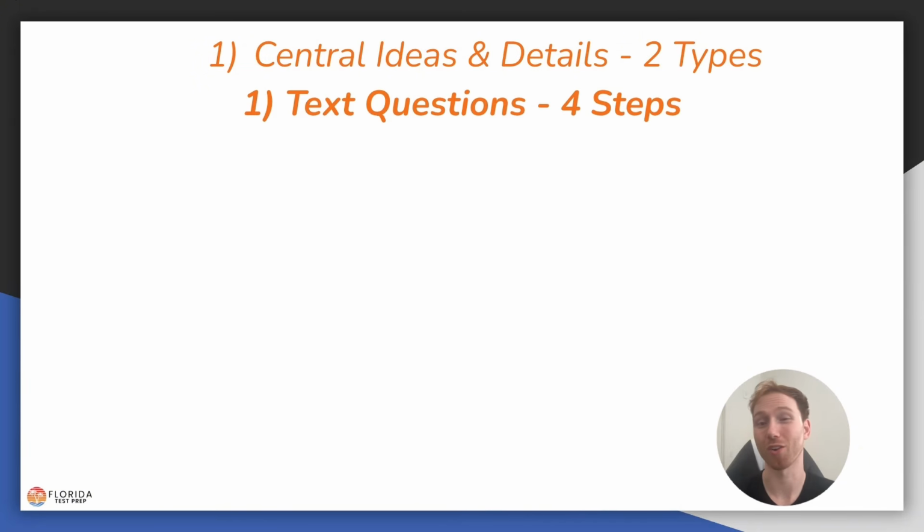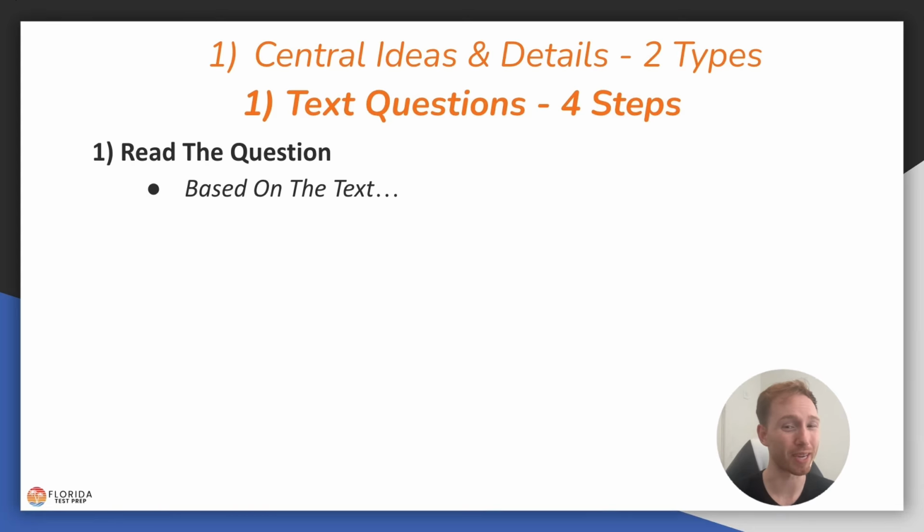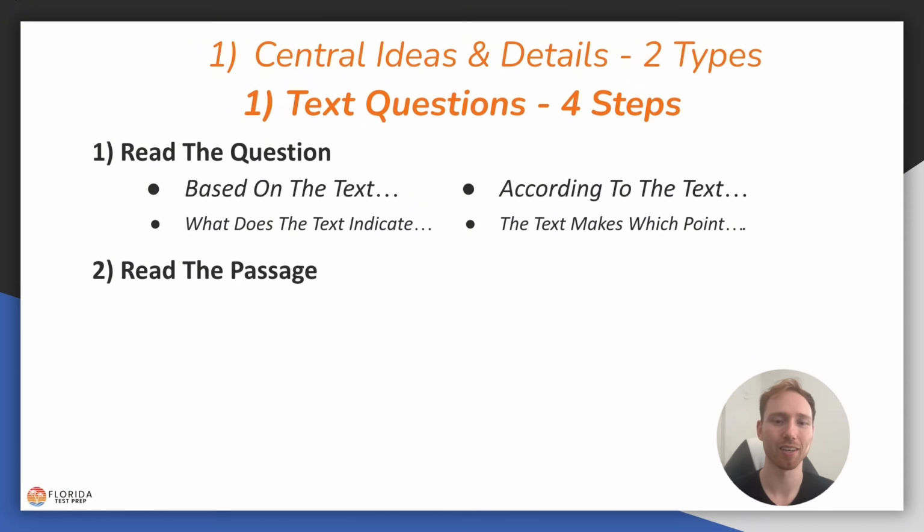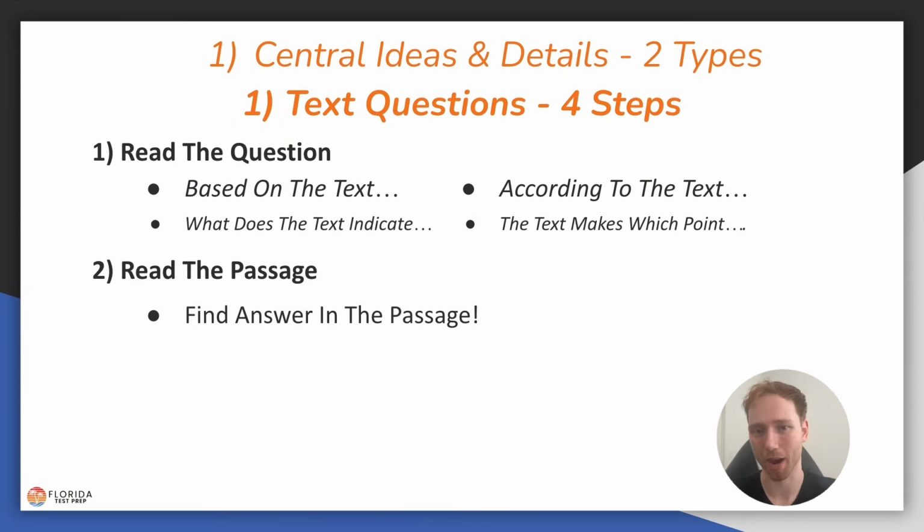The first type is what I call text questions, and you can solve it in 4 steps. First, you want to read the question. They always ask you something like based on the text, according to the text, what does the text indicate, the text makes which point. And so that's why I call them text questions. It's because every time in the question, it's something referencing the text. So when you do this, you want to read the passage and then find the answer in the passage.